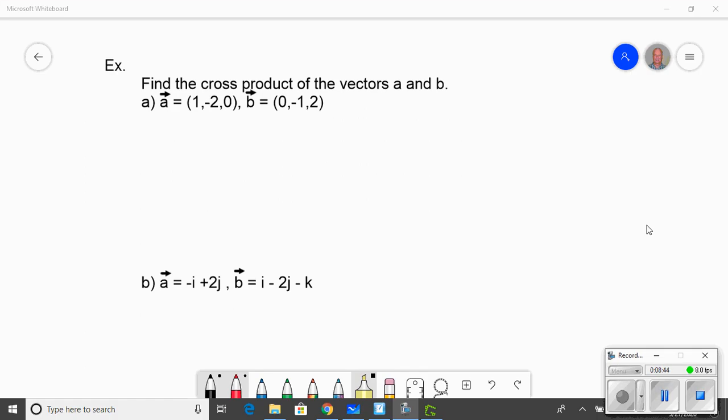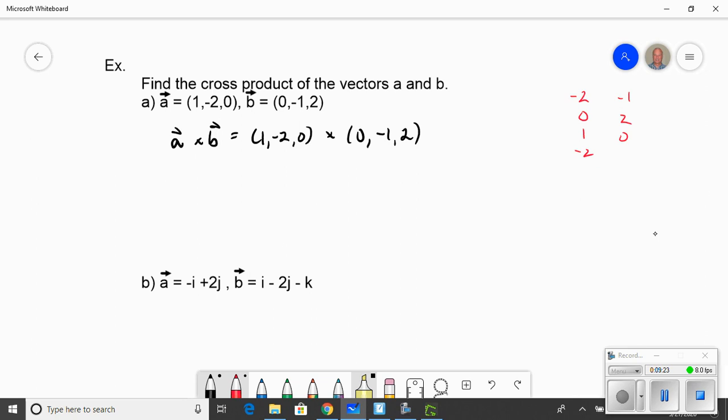Okay, so the first example is I've got to find the cross product of these two vectors. So I've got to find the cross product given my two vectors. Okay, so I'm going to set up my little T-chart. I'll do it over here. So I'm going to start with my first vector. I'm going to write -2, 0, 1, and -2. So I start at the Y component. I go Y component, Z component, X component, Y component, circle back to where I started. And then I'm going to line that column up with -1, 2, 0, and -1.